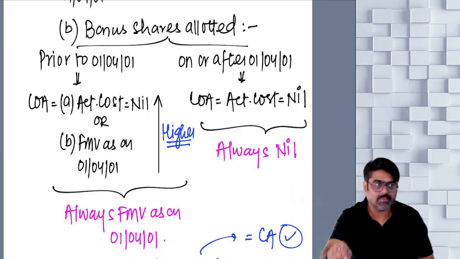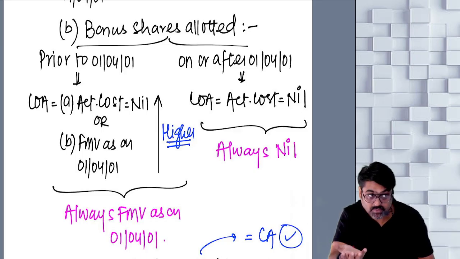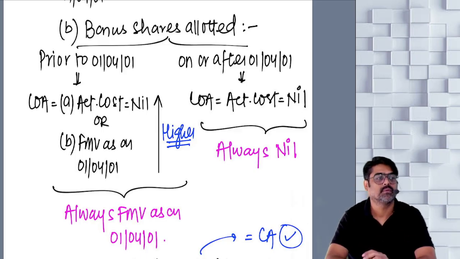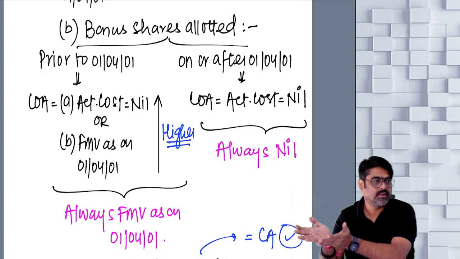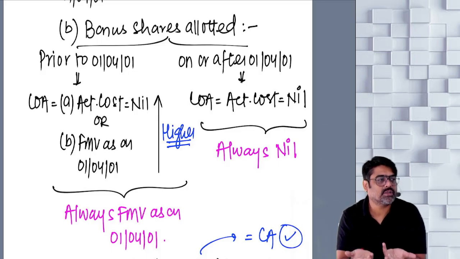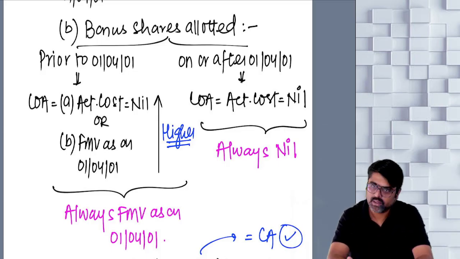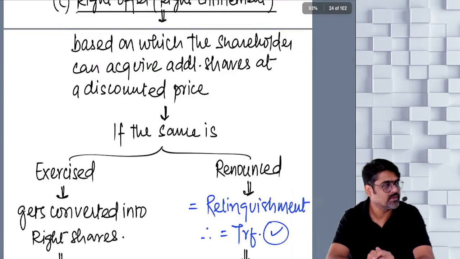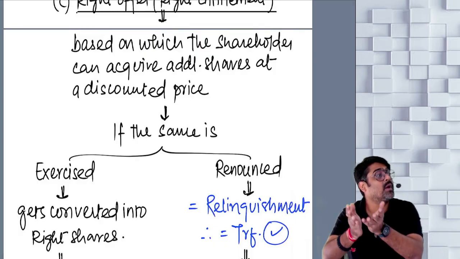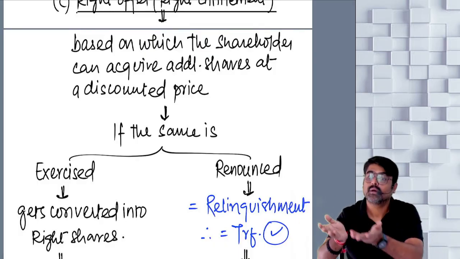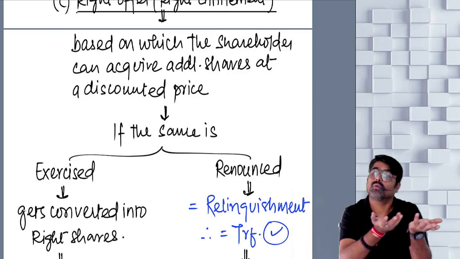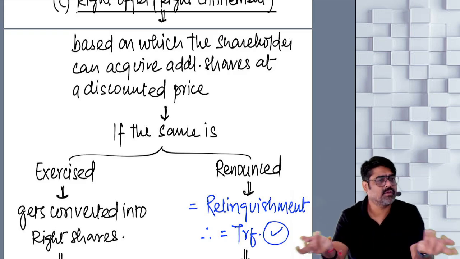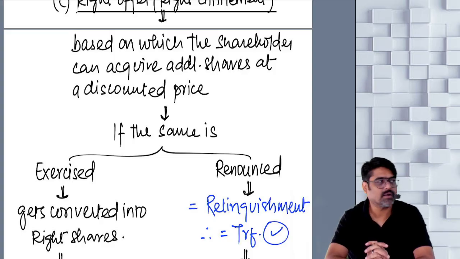To calculate capital gain, what will be the cost of acquisition of the right? Right renouncement, what will be the cost of acquisition of that right? Nil. Common sense. What will be the cost? Nil. Because you are calculating the capital gain on renouncement of the right. To calculate that capital gain, what cost are you going to take? Nil. Simple. What will be the period of holding of the right?